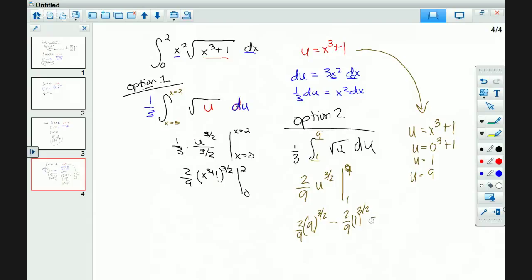25 over 9. Square root of 9 is 3. What's 3 cubed? 27, oh, I didn't multiply, that was genius. 27 times 2 is 54 minus 2.